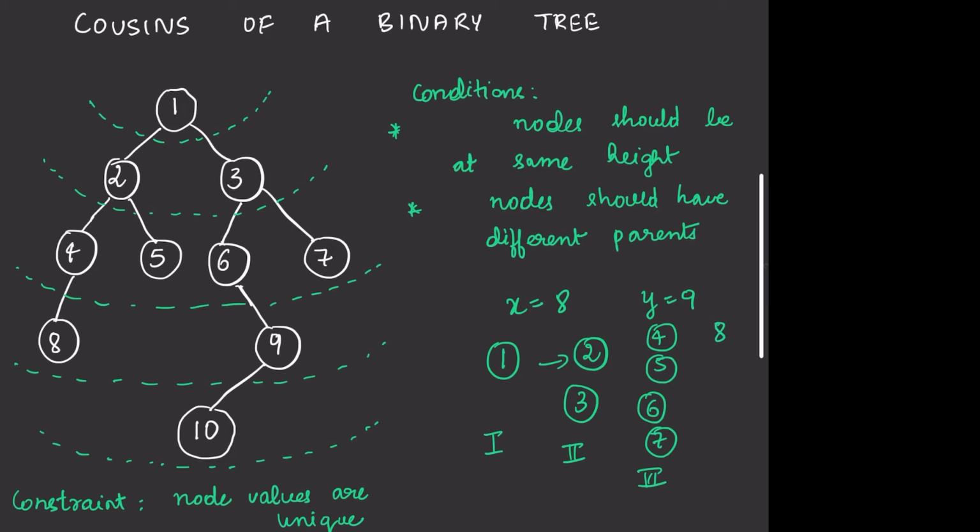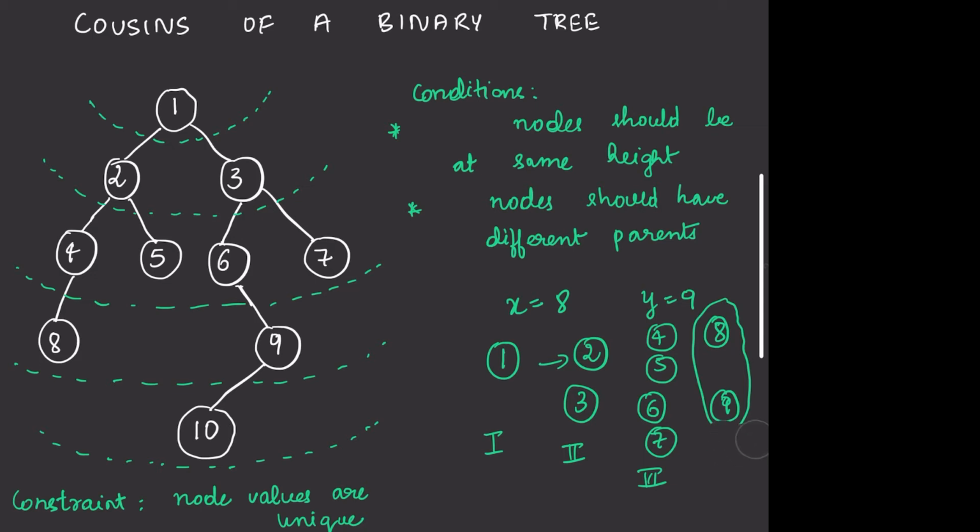Now the fourth child is 8 and the sixth child is 9. Now we have both 8 and 9, which are x and y, in the queue. So now we have a layer which signifies that nodes 8 and 9 are in the same level. And now we have to check if the parents are different, right?